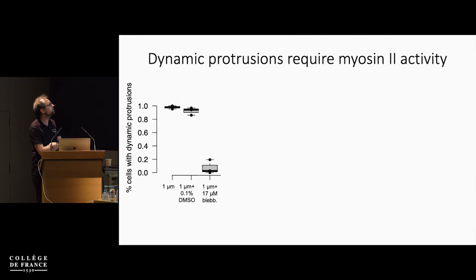And as an independent test, we treated the Koinos with a number of compounds to see if anything could inhibit this switch to an amoeboid form, and we could find that blebistatin, which is an inhibitor of actomyosin contractility, very reliably inhibits this switch to an amoeboid form and the generation of protrusions.